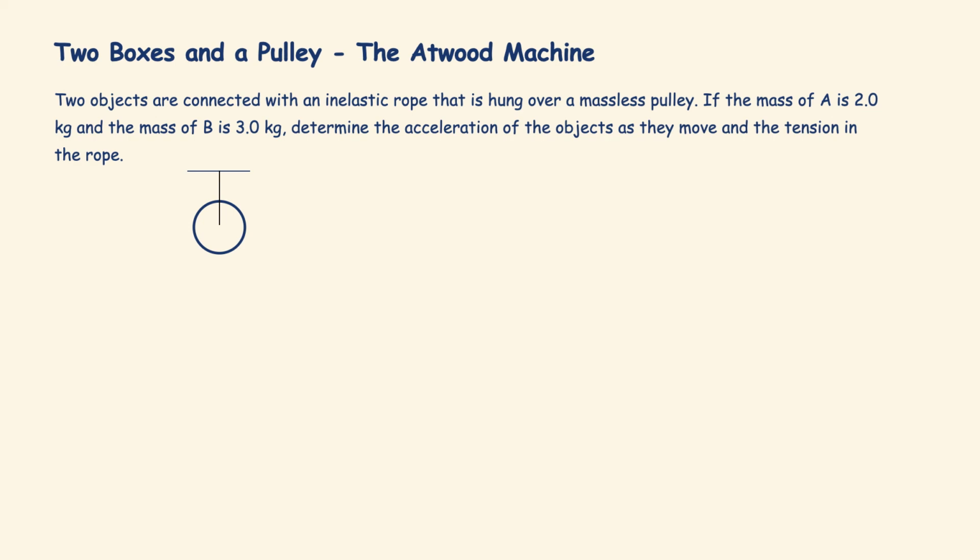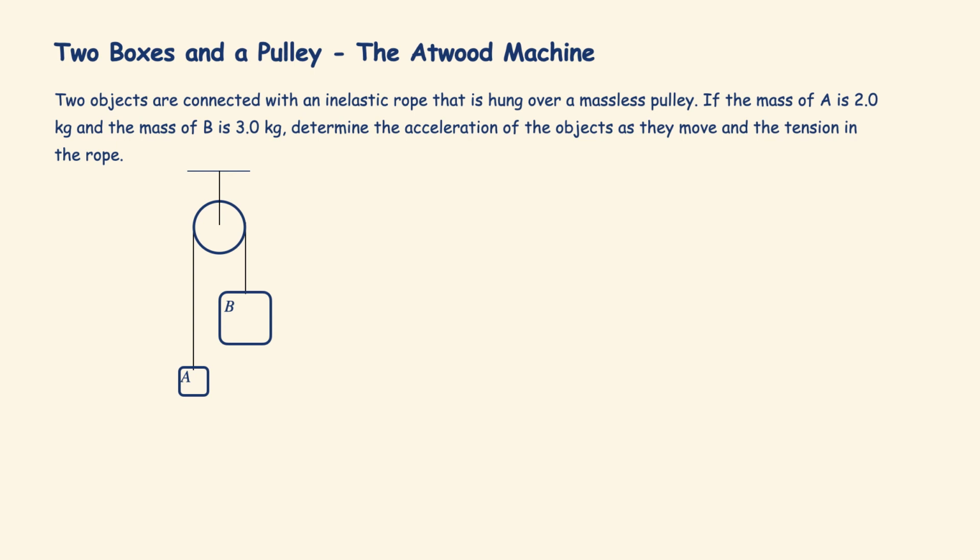Here's the pulley, the massless pulley, and the rope across it. On the left end, I'll just mark the object A, and on the right will be my object B, because the problem gives the mass for the object B to be 3 kilograms heavier than the mass for A. I expect that B will be moving downwards while A will be going in an upward direction.